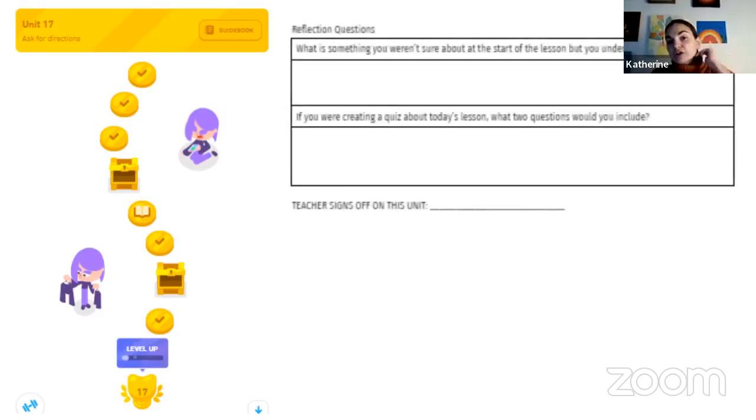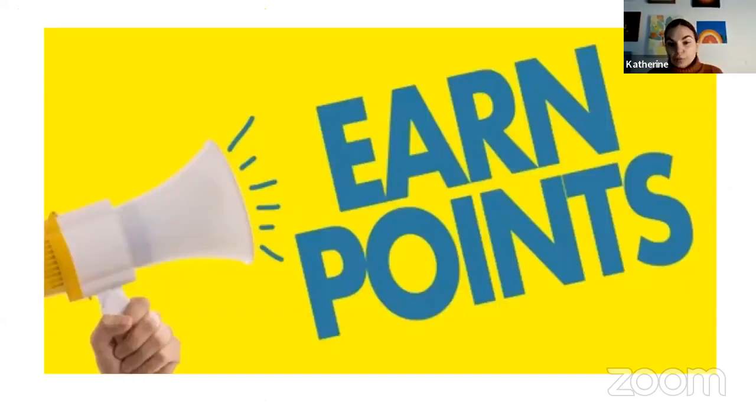And at the very end, they have to respond to 2 reflection questions. And these reflection questions kind of change every once in a while. But the idea is, again, they're reflecting on the unit. And then I sign off on this unit to indicate that they completed the path on Duolingo, and also they've completed the whole packet from start to finish. And then they earn points. So that's the biggest chunk of their grade because it's the most work.